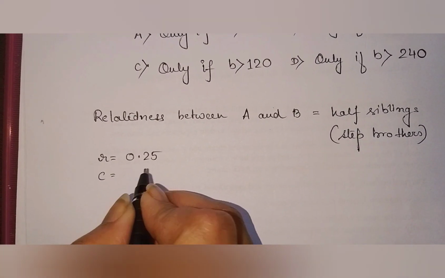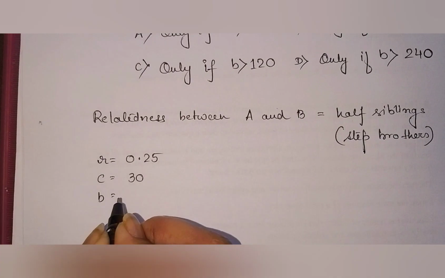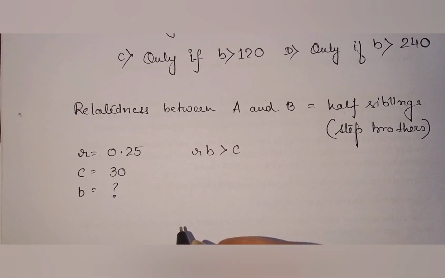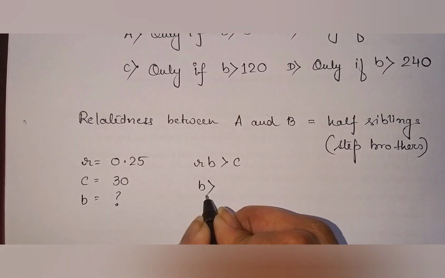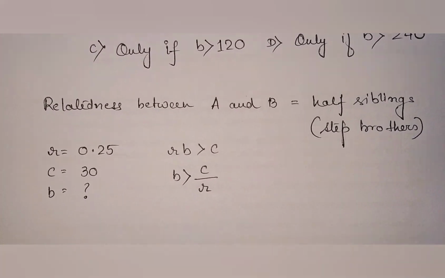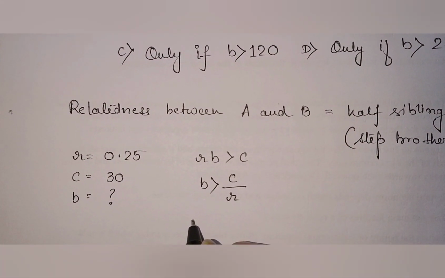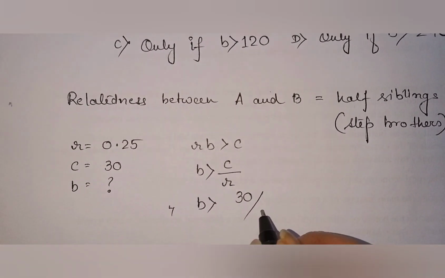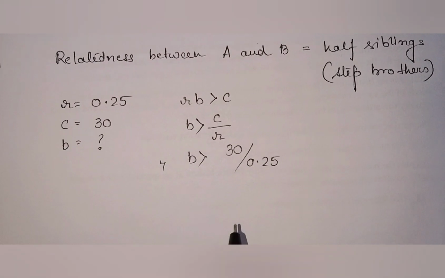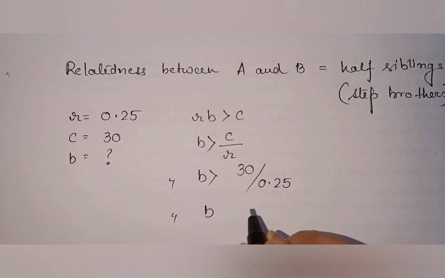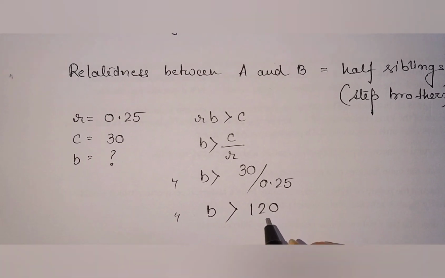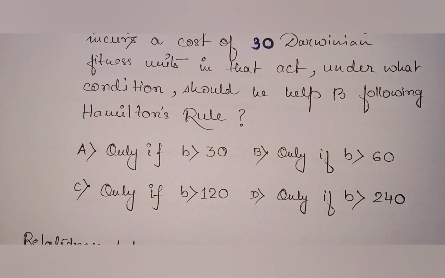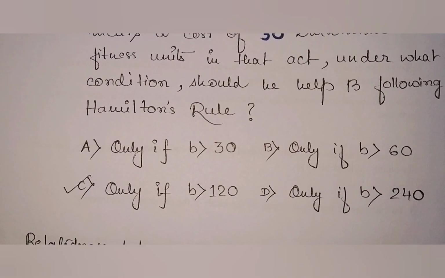C is given to you, that is 30. B is your question. You know, this is the rule. Correct? Now you will have to find out B. Fine. Now how do you come to this? C is what? 30. Fine. So from here, what do you get? B is greater than 120. So the correct answer to your question is which one? Option C. Right?